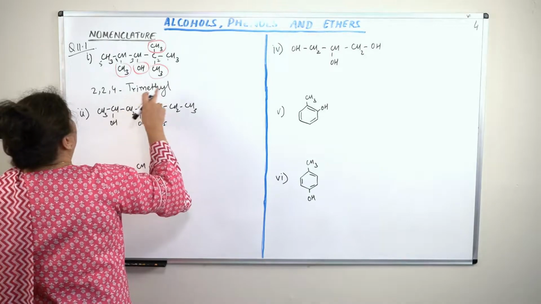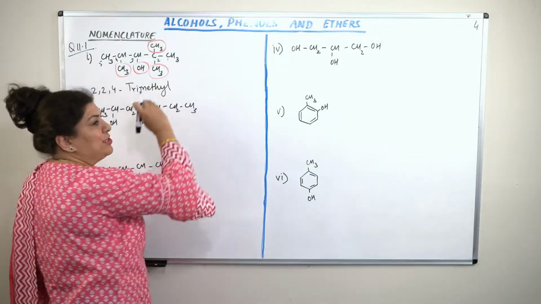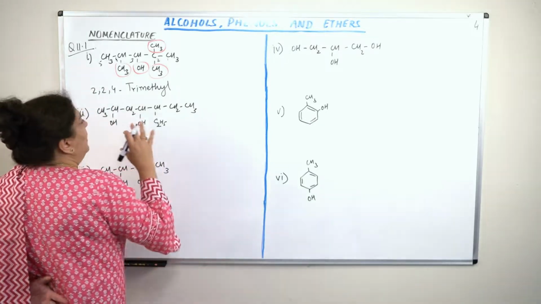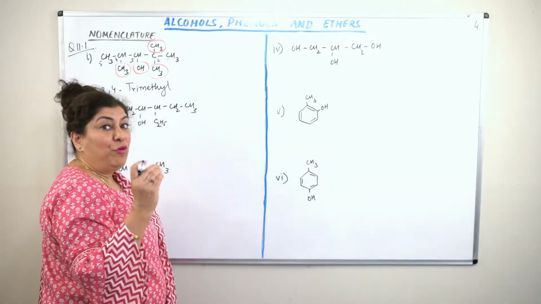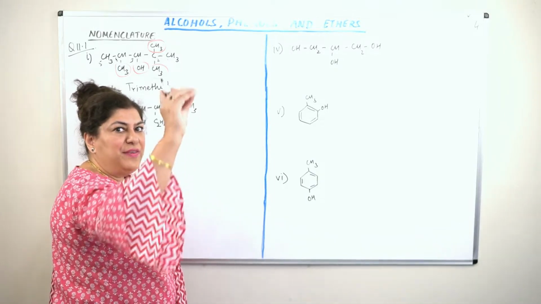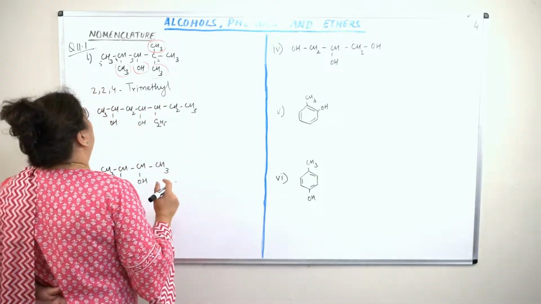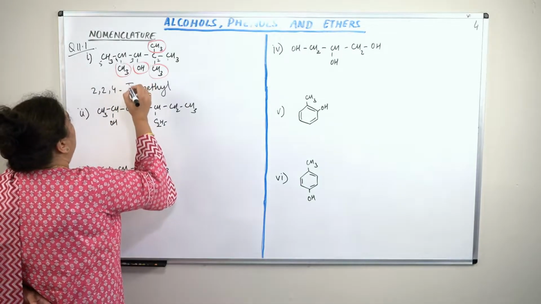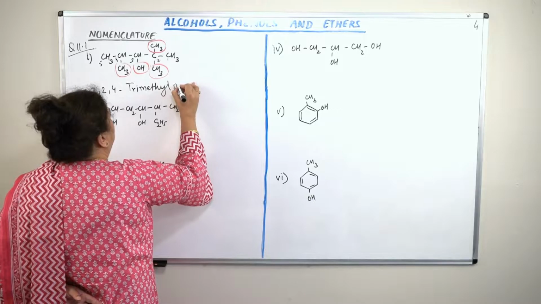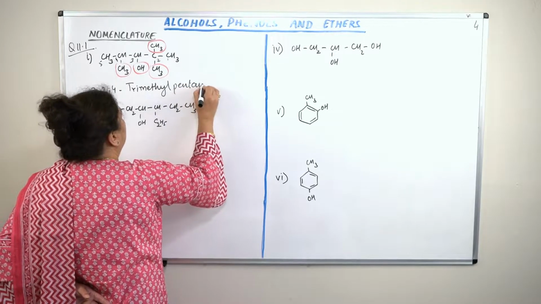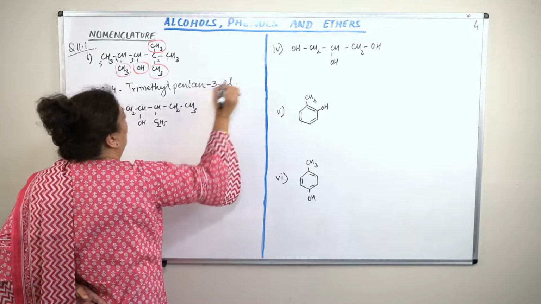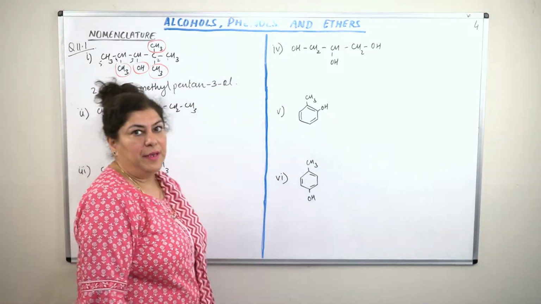So 2,2,4-trimethyl, and the rest has to be in continuation. There should be no gaps, unless you have to write the locants. Again, you give a hyphen, you write the number, give a hyphen, then write the name, go on with the name. So 2,2,4-trimethyl, and this is pentan, and the ol is on the 3rd carbon. So 2,2,4-trimethylpentan-3-ol will be the name of this compound.